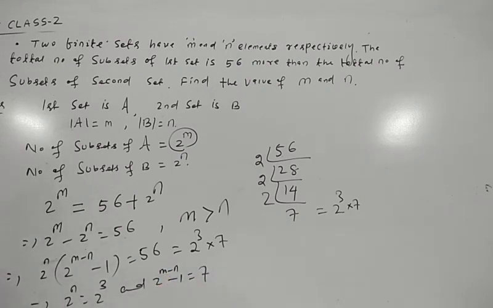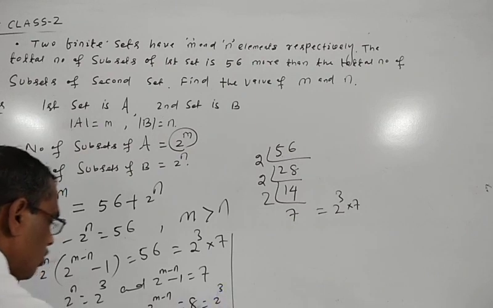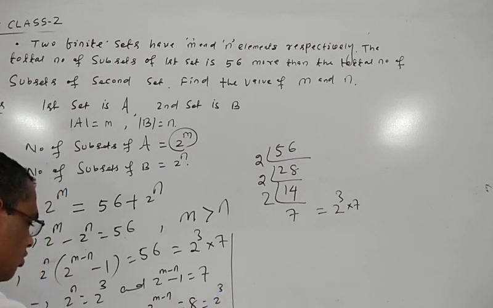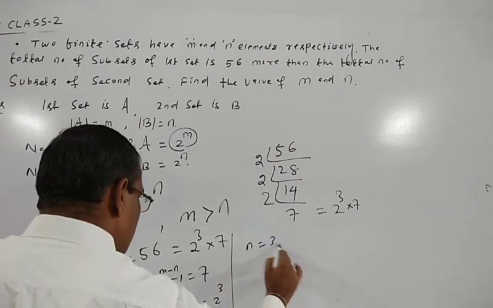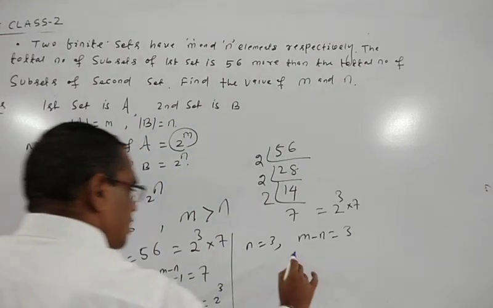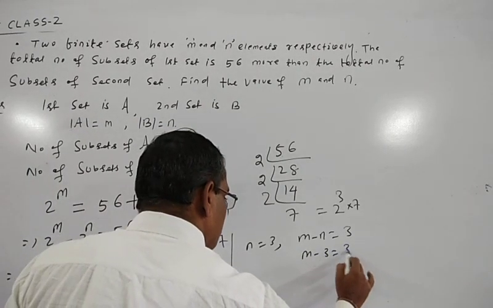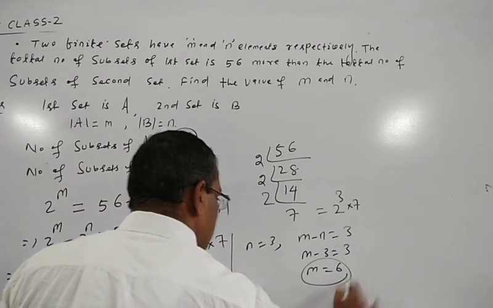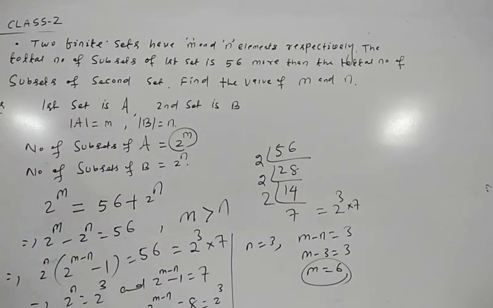That implies n is equal to 3. Here n is equal to 3 and 2 to the power m minus n is equal to 8, because 7 plus 1. So this is equal to 2 cubed and m minus n is equal to 3. So n is equal to 3 and m minus n is equal to 3. What is n? So m minus 3 is equal to 3. Therefore m is equal to 6. So m is equal to 6 and n is equal to 3.